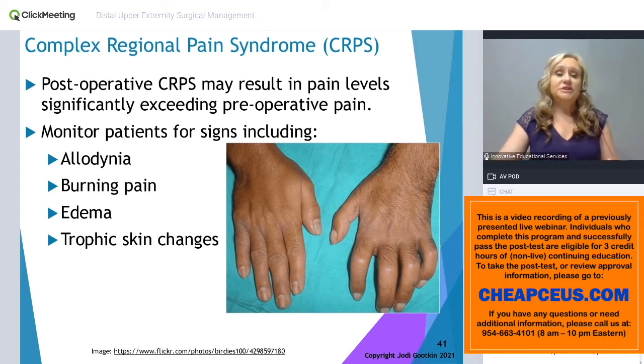The key is to catch this early. If they complain of allodynia, which is pain disproportionate to the stimulus that they're experiencing, burning, edema, we look for those trophic changes: change in hair growth, the skin looking different from the lack of nourishment in the area, it may look shiny. And then the temperature in the area, and alteration in the amount of sweating in that limb. So we would want to recognize that early to begin intervention.